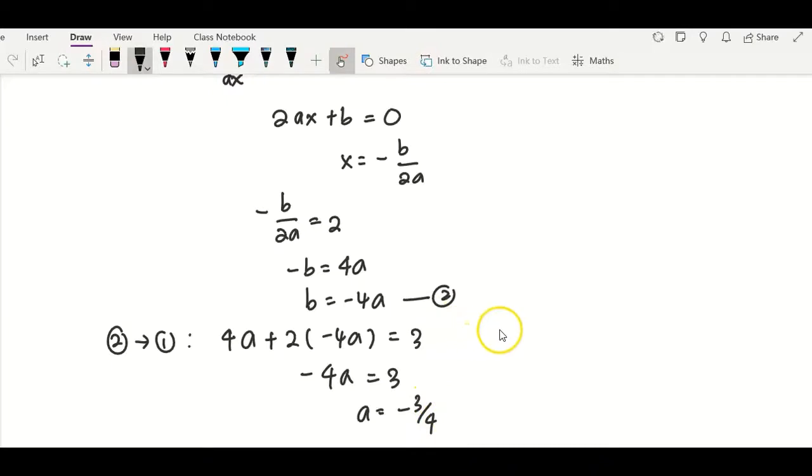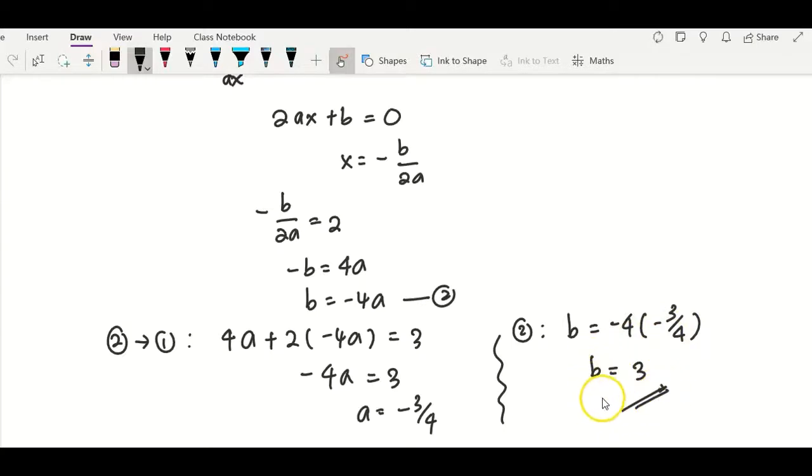And to get the b value, just substitute a as negative 3 over 4 into equation 2. b equals negative 4 multiplied by a, which is negative 3 over 4. Just simplify it, you will have 3. Final answer: b equals 3, a equals negative 3 over 4.